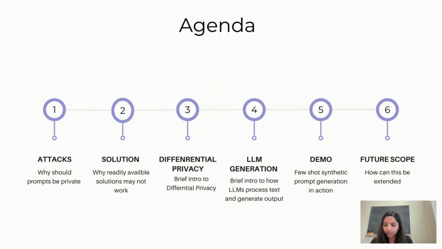I'll start first with discussing some common attacks, especially when using third party APIs with limited visibility, also referred to as black box APIs, to highlight why privacy matters, and not just during training or fine tuning, but even while merely prompting. From there, we'll build towards a solution. I'll give a quick overview of differential privacy and then dive into how it can be applied to generate few shot prompts.